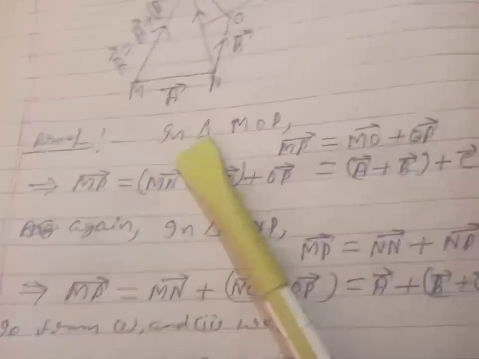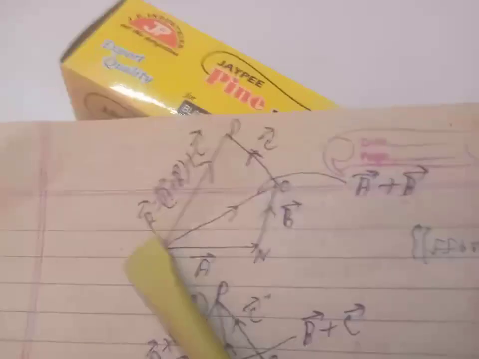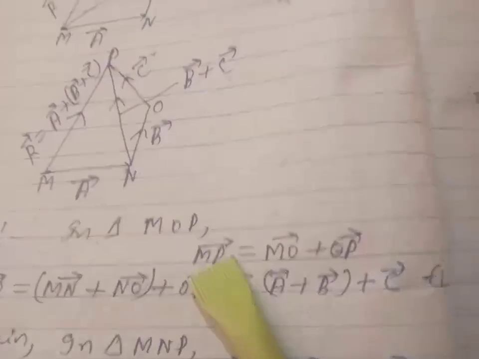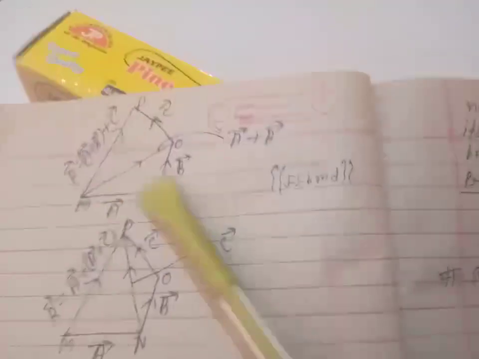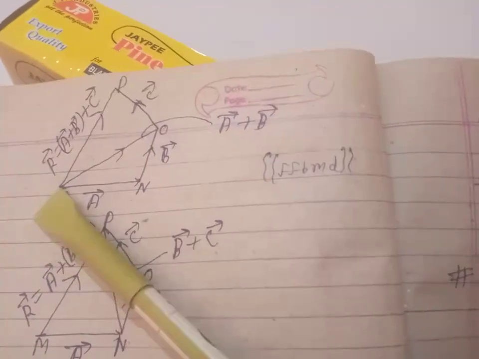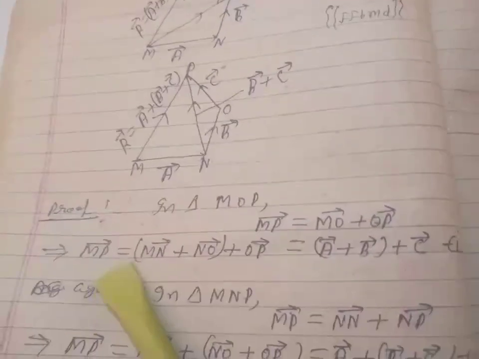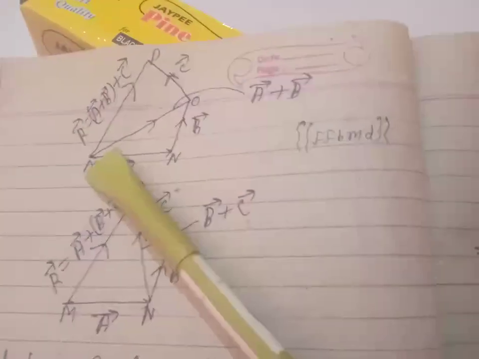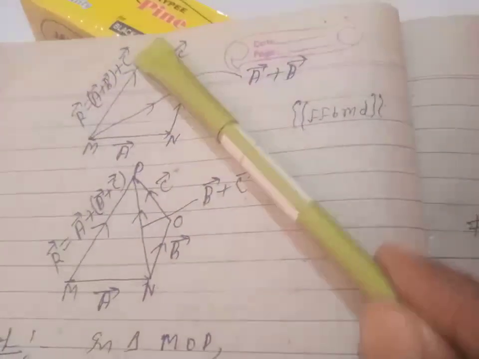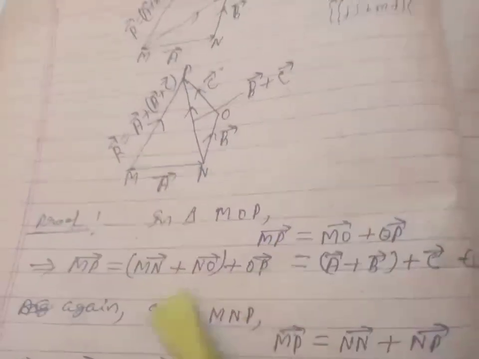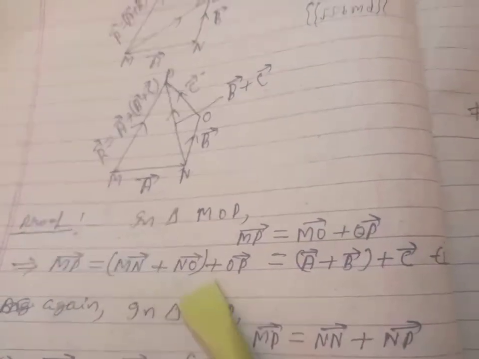Proof: in triangle MOP, MP vector equals MO vector plus OP vector. This implies MP vector equals MN vector plus NO vector plus OP vector, because MO vector equals MN vector plus NO vector.